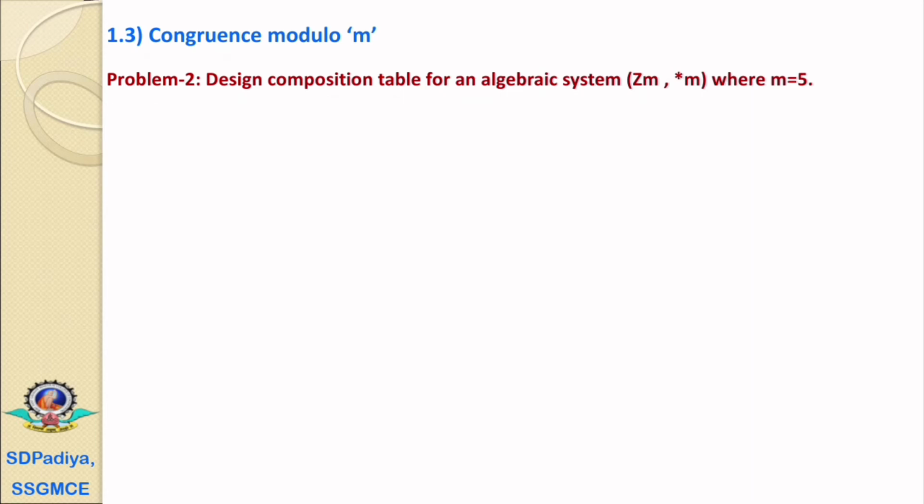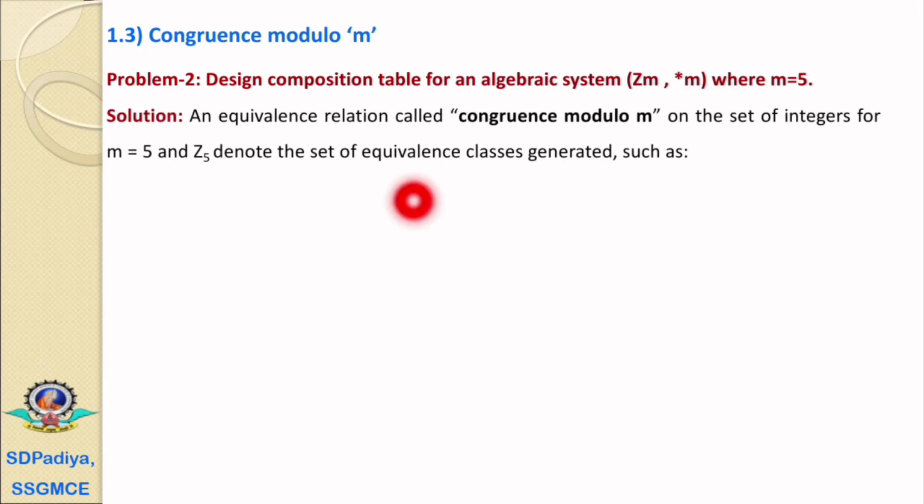Now we'll move to solve problem 2, that is to design the composition table for an algebraic system Zm with the operation multiplication m, where m equals 5. Now in the solution, an equivalence relation called the congruence modulo m on the set of integers for m equals 5. Means your integers may be 0, 1, 2, 3, 4, and the set is Z5. Denote the set of equivalent classes generated such as.